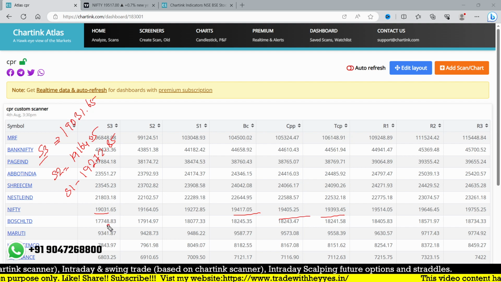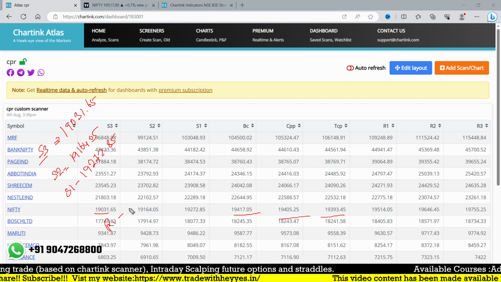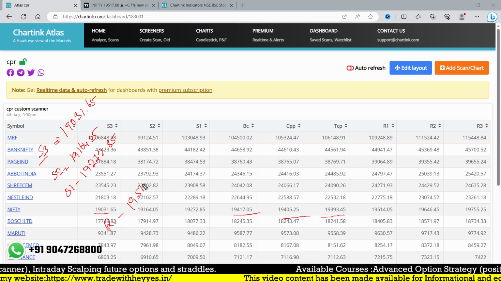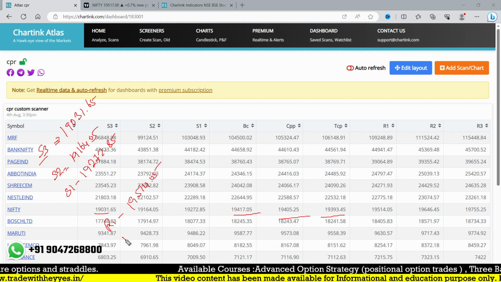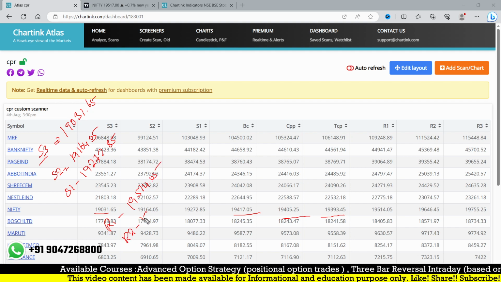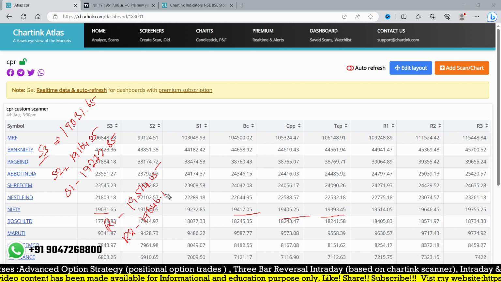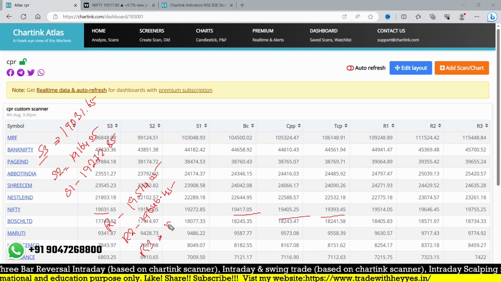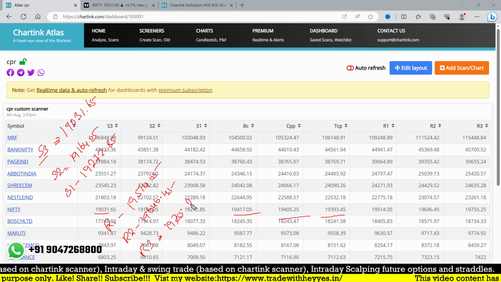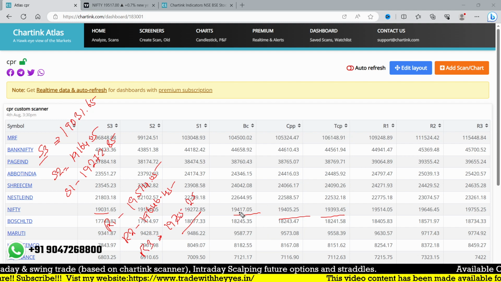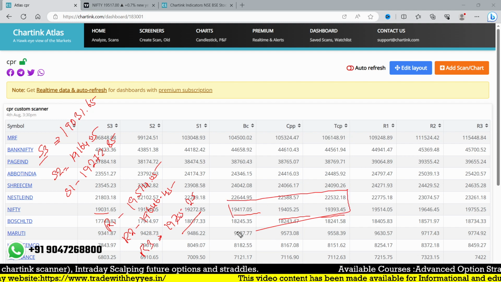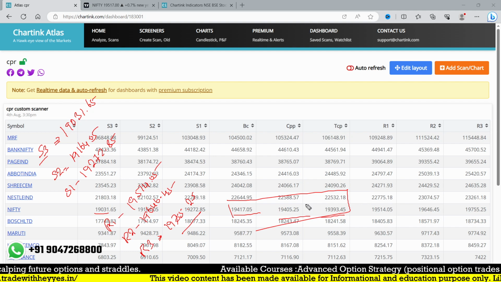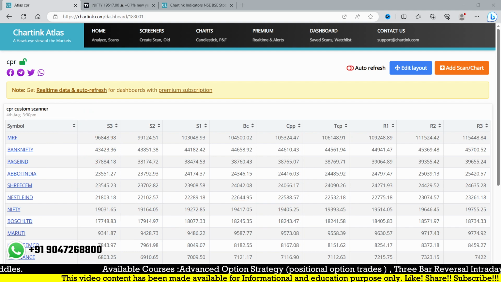So here we are going to do it for the R levels. R1 is around 19,514.05, and R2 is about 19,646.45, and R3 we are going to focus on is 19,755.25. So even if you want to check, this is the level.